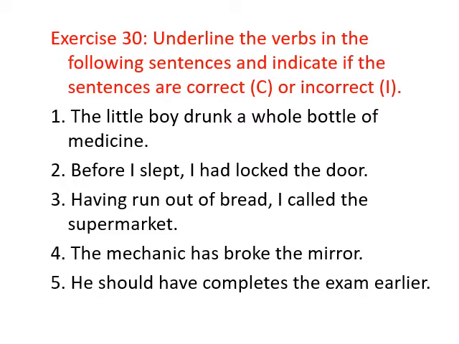وممكن أقول the little boy drank. Past simple. Like, before I slept, I had locked the door. This sentence is correct. I had locked the door. Like, having run out of bread, انتوا عارفين run is an irregular verb. Run, ran, run. Having, that's a form of have، يبقى لازم يجي ورا past participle. Having run out of bread خلصنا الخبز.